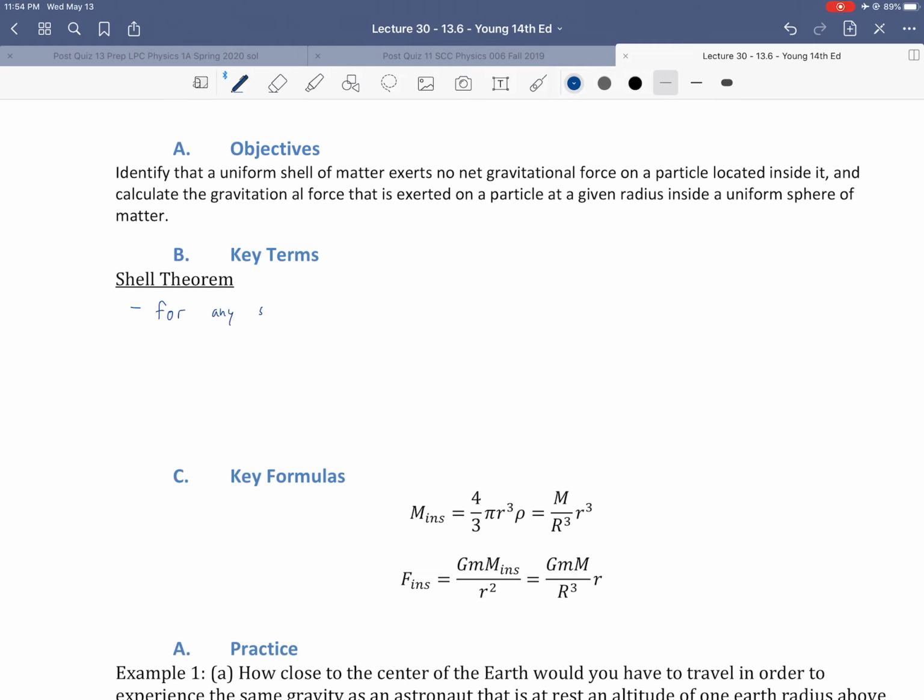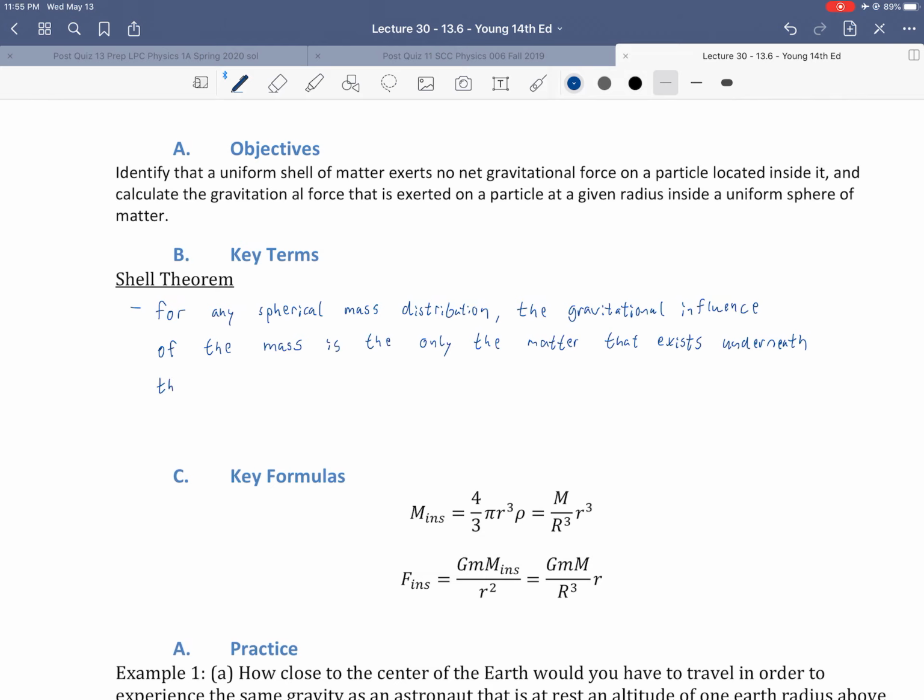So let's put this in writing. For any spherical mass distribution, the gravitational influence of the mass, that's that mass that's distributed spherically, is only the matter that exists underneath the point of measurement. So all the matter above does not matter.